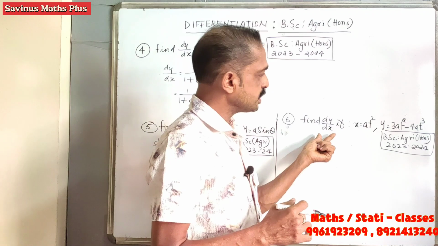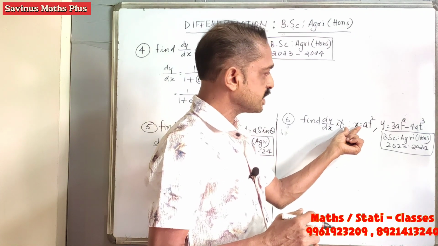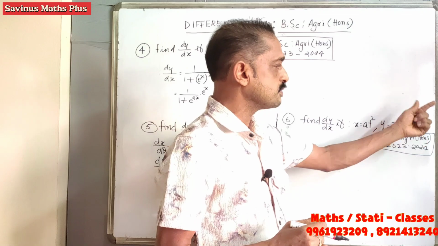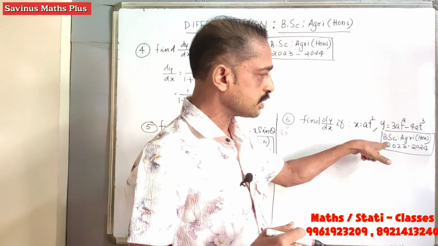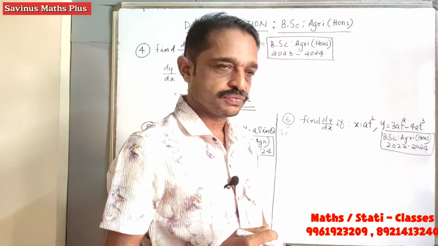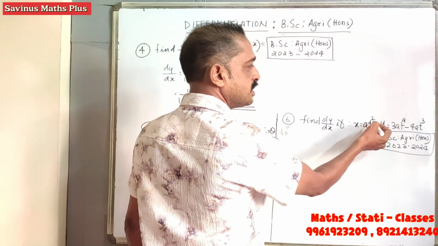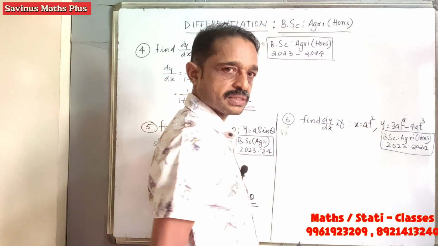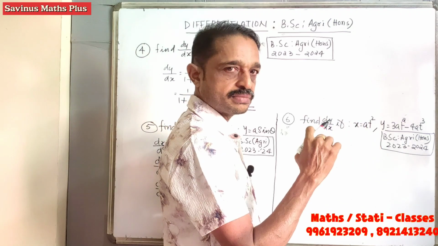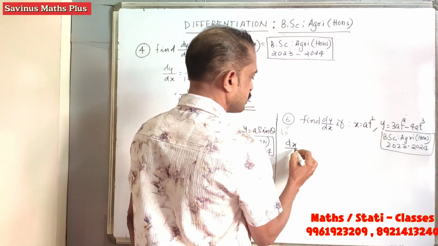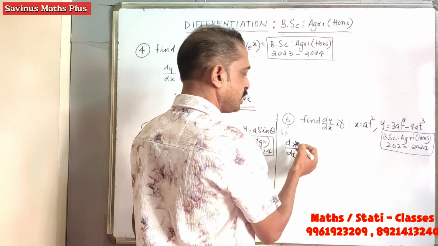Find dy by dx if x is equal to at square and y is equal to 3at square minus 4at cube. Again this is a question of 2023-24. So here x is a function of t. Here t is the parameter. X and y are expressed in terms of t. So we can differentiate x with respect to t, that is, we can calculate dx by dt.